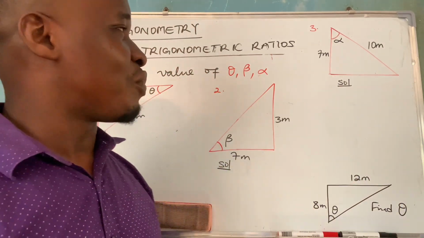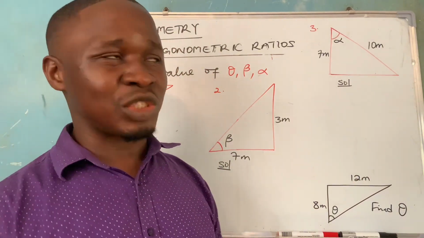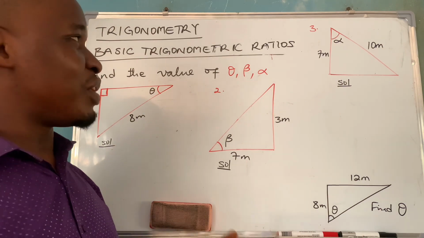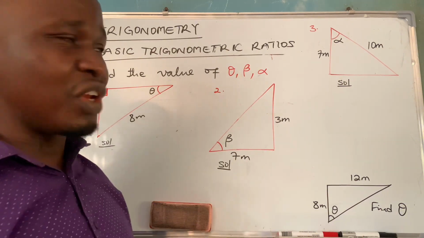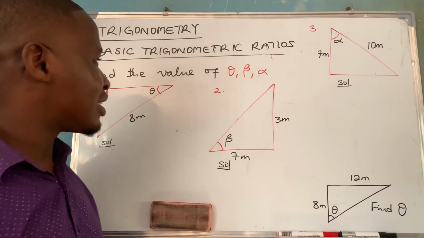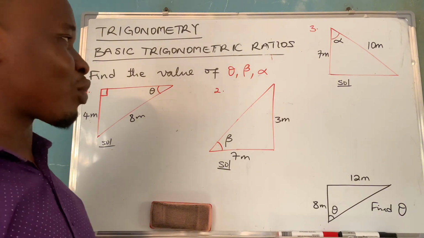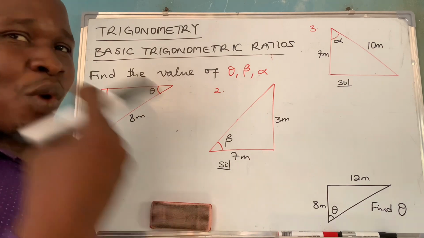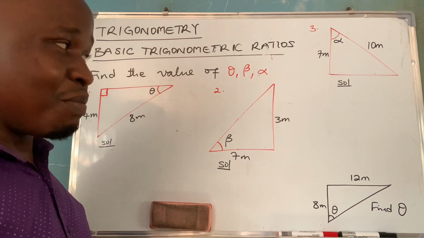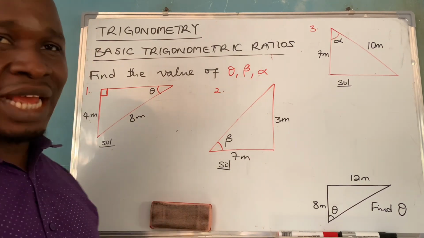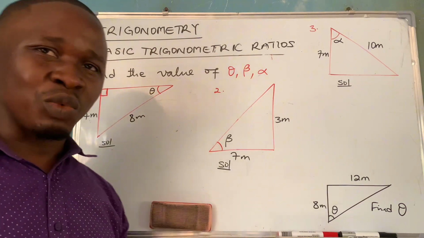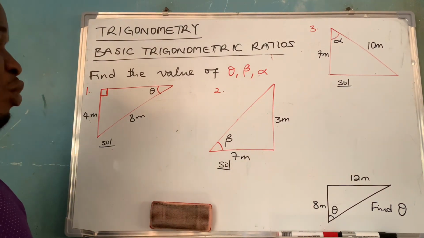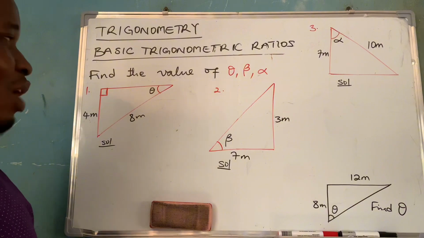This is the third video for the basic trigonometric ratios. Today we want to know how to calculate a particular angle in a right angle triangle when two sides are given. Basically, this one is a right angle triangle. Two sides will be given to you. Then you have to find one of the given angles.